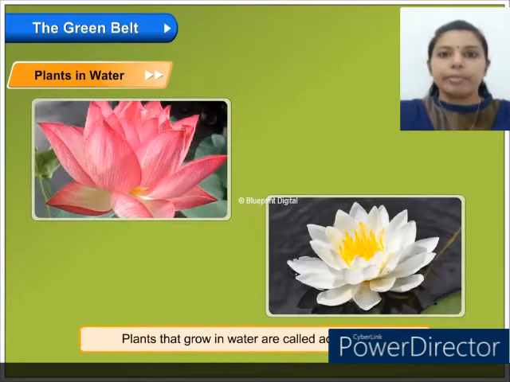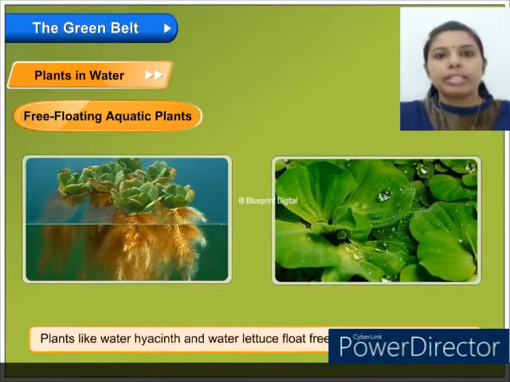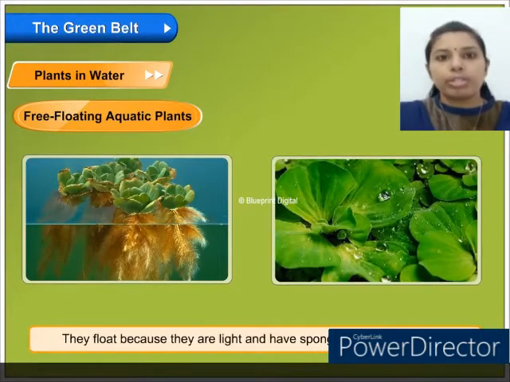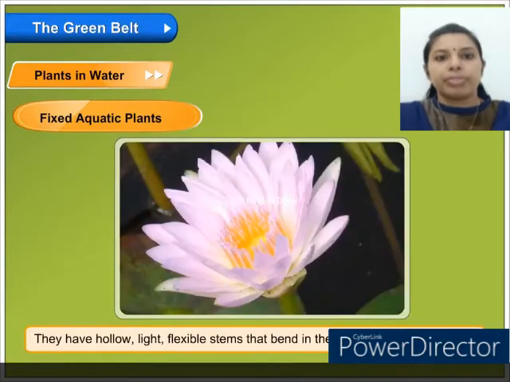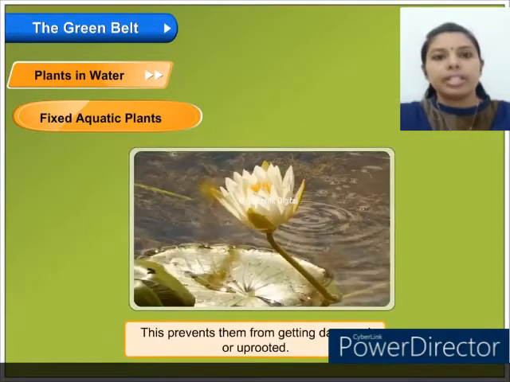Plants that grow in water are called aquatic plants or hydrophytes. Plants like water hyacinth and water lettuce float freely on the surface of water. They float because they are light and have spongy bodies filled with air. Lotus and water lily have their roots fixed to the soil at the bottom of the pond. They have hollow, light, flexible stems that bend in the direction of flowing water. This prevents them from getting damaged or uprooted.